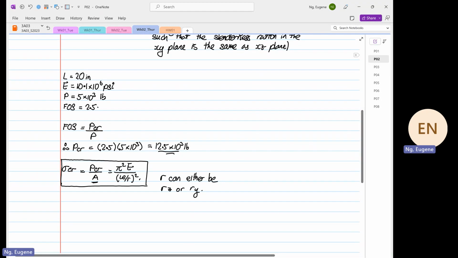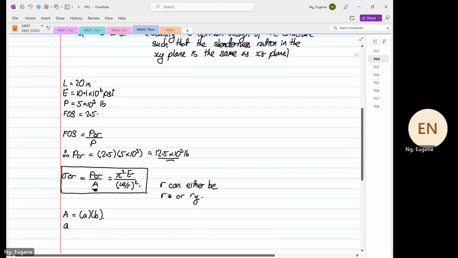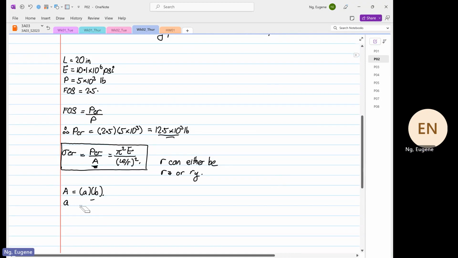Okay, so let's see what we need. We need to determine our area. Area is the same whether you consider the XY plane or the XZ plane. So let's just do the area first. So area A is equal to A multiplied by B. Let's say we substitute the condition. We're going to use A is equal to 0.35B.